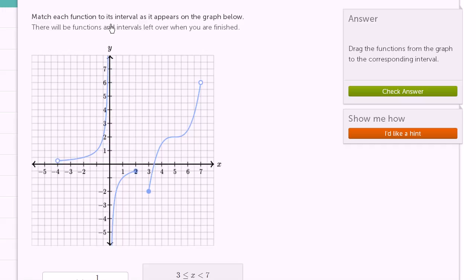Match each function to its interval as it appears on the graph below. There will be functions and intervals left over when you are finished, since we have this crazy looking graph here. And what we want to do is think about what expressions define the different parts of this graph.